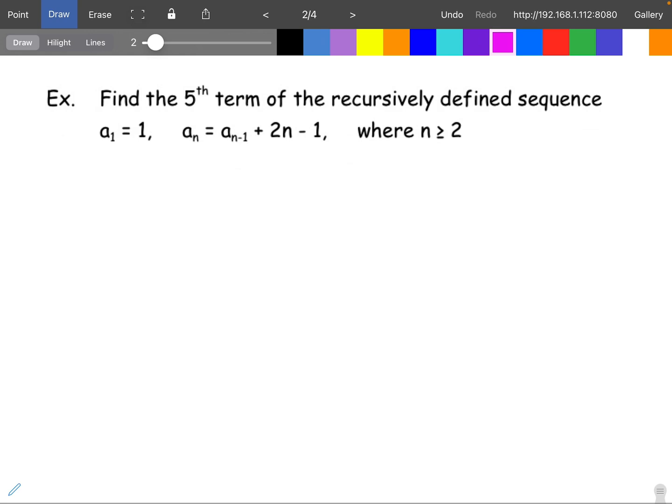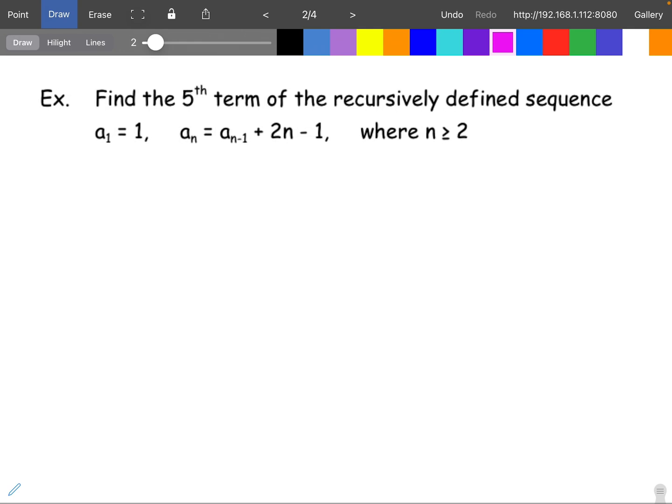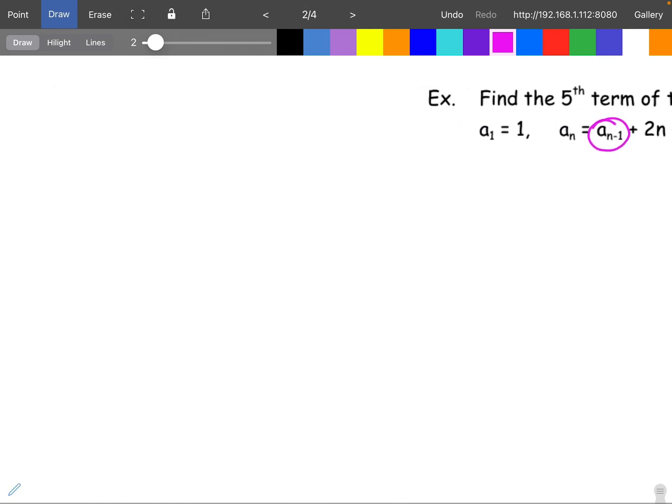All right, now for this one, it says find the 5th term of the recursively defined sequence. Now, we need to pay particular attention to this because when it says recursively defined sequence, or anything that has to do with recursive, that's special. That means that you are going to have somewhere in your formula something like this. So notice, it's not just a sub n, it's a sub n minus 1.